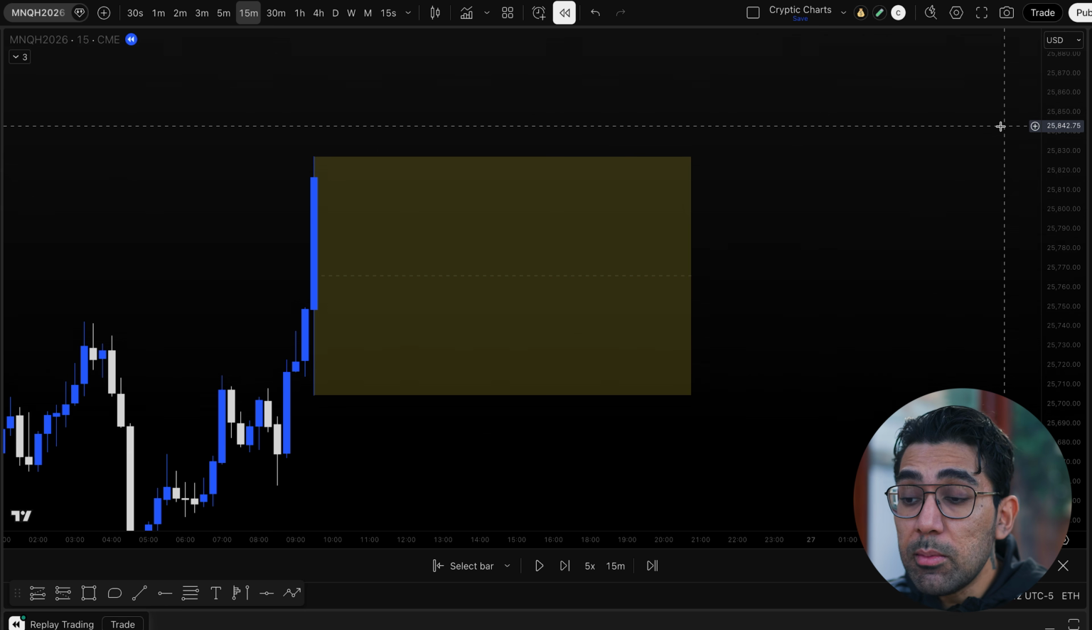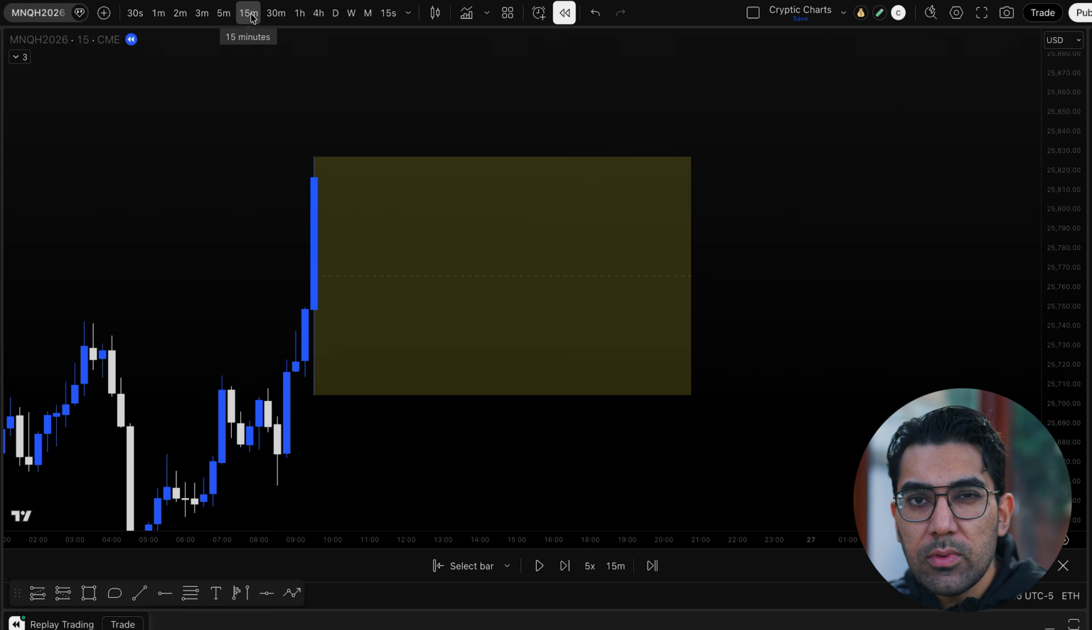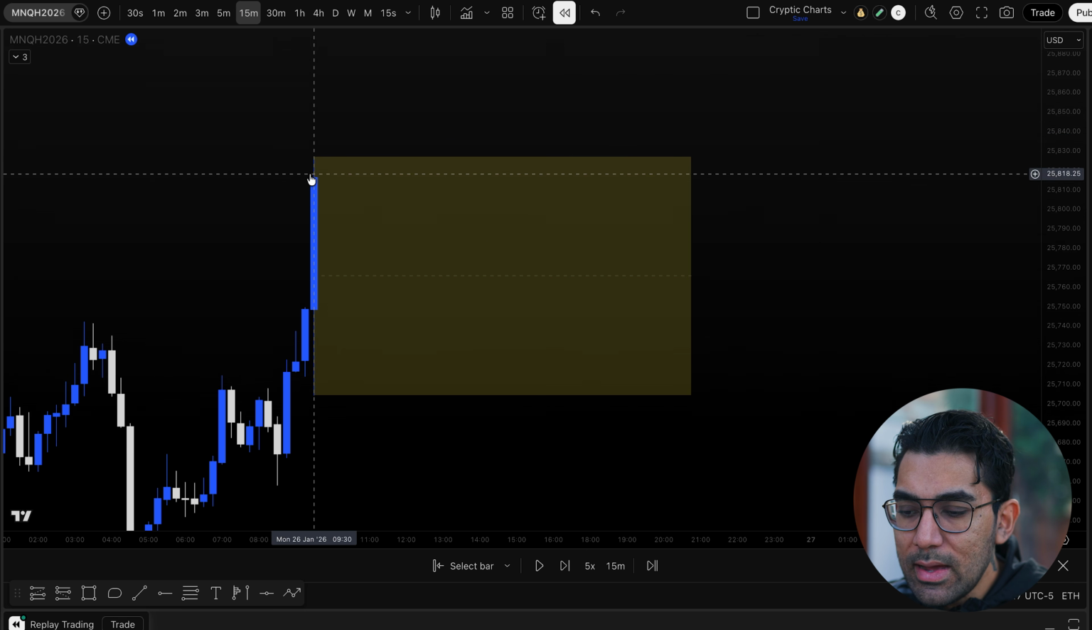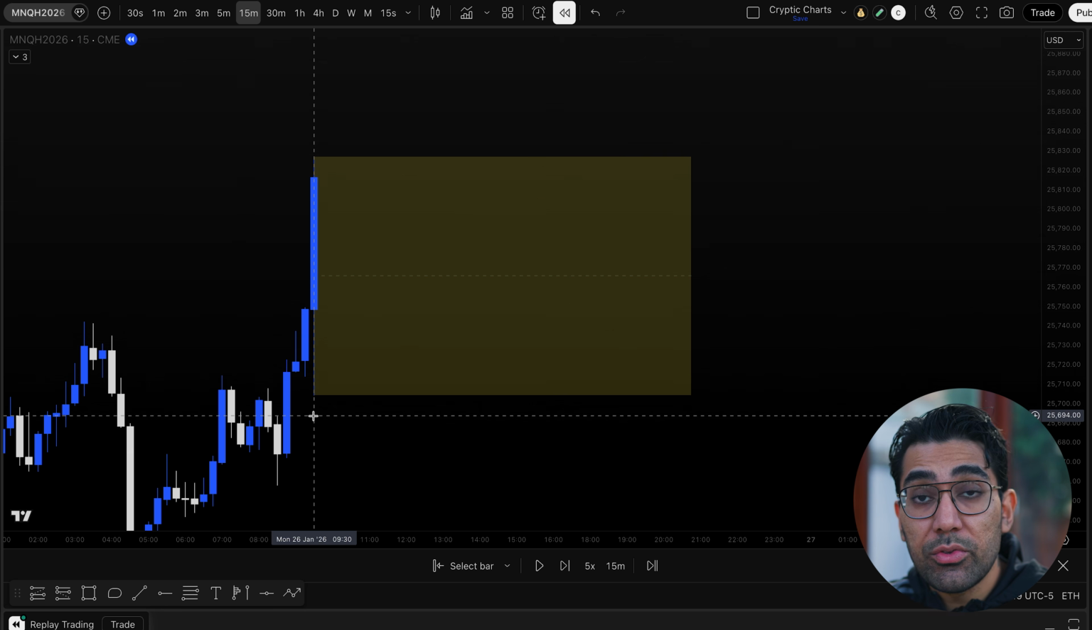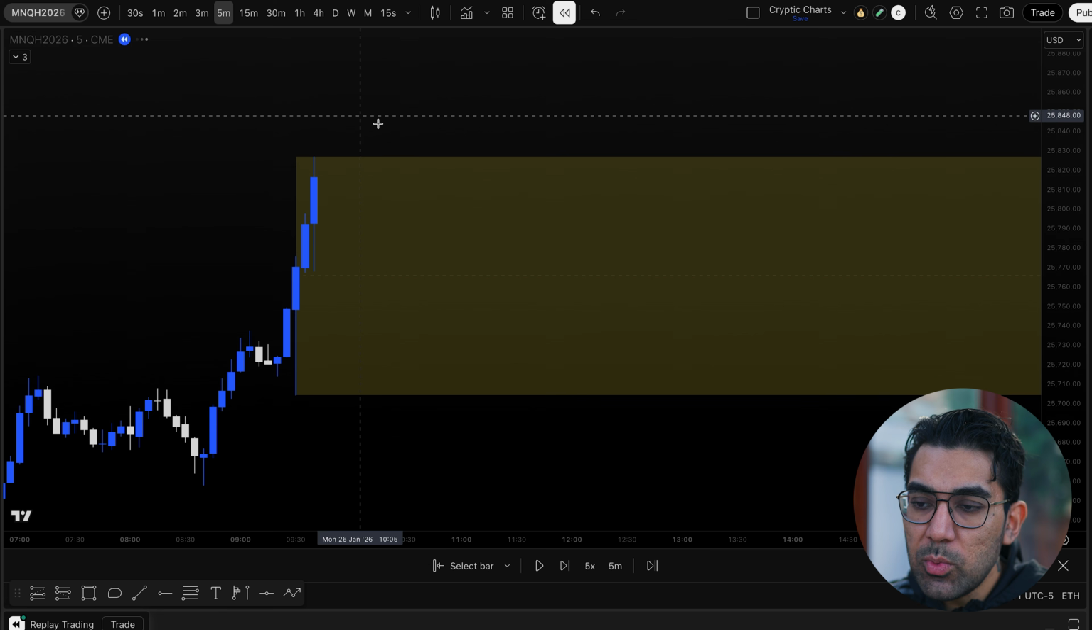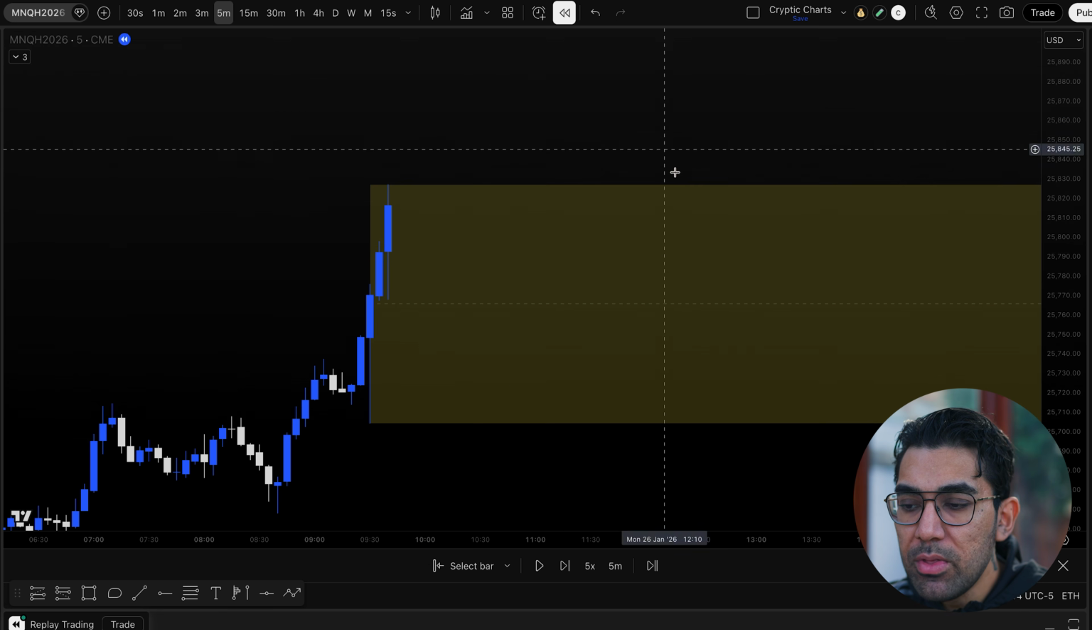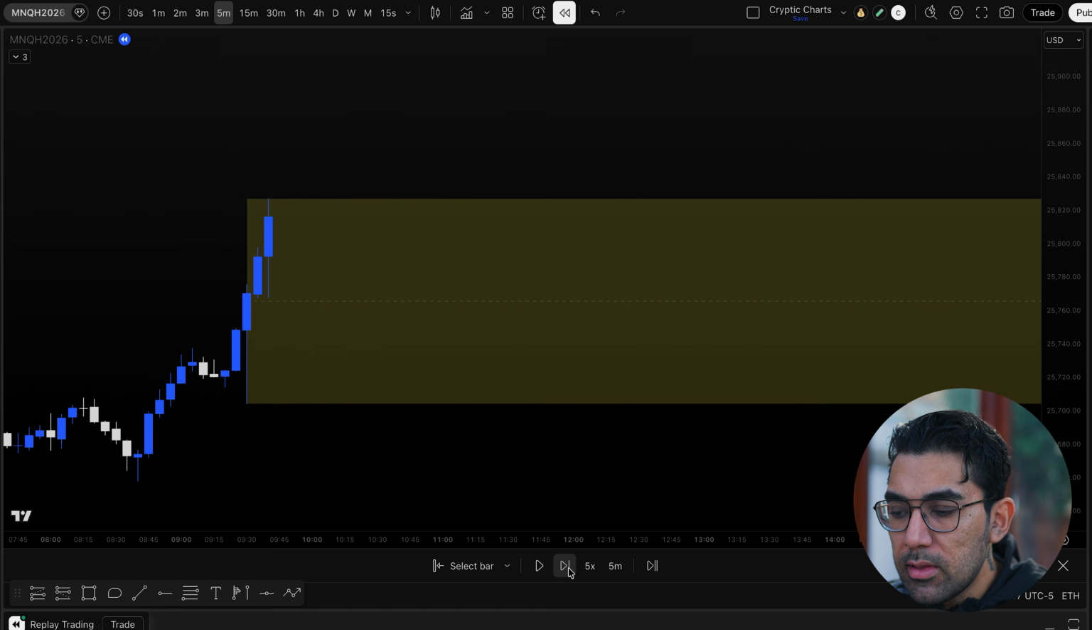Let's go through another example together real quick. So once again, we're on the 15-minute time frame. You can see 9:30 market open. So we're in the New York session. And once again, we're just going to switch over to the 5-minute time frame to see if we can get a breakout. So let's see what happens here.